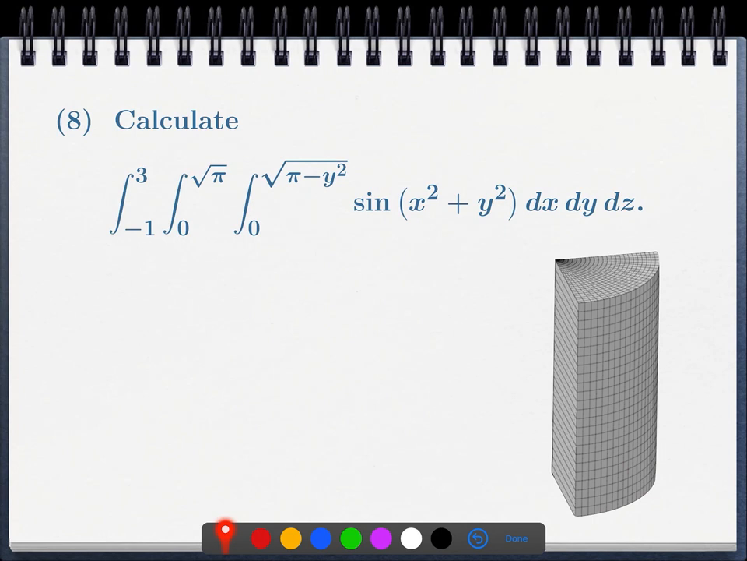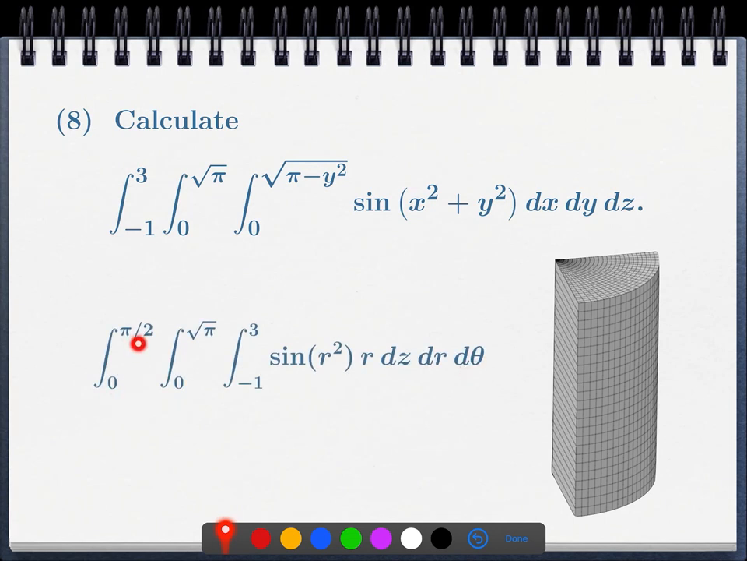Certainly this is easy to integrate over using cylindrical coordinates, so let's go with it. It's a quarter of a circle. Theta is going from 0 to pi halves. R is going to go from 0 to the square root of pi because the radius of this circle was square root of pi. Z then is just going from the bottom to the top. Z equals minus 1 to 3 is going to stay the same.